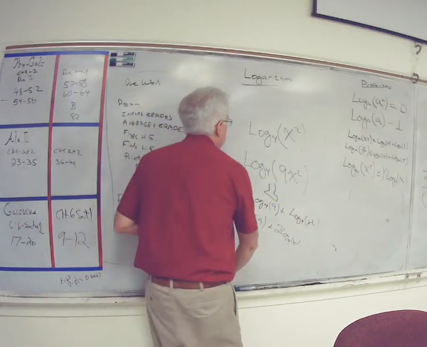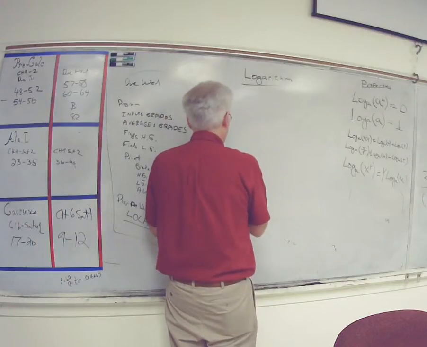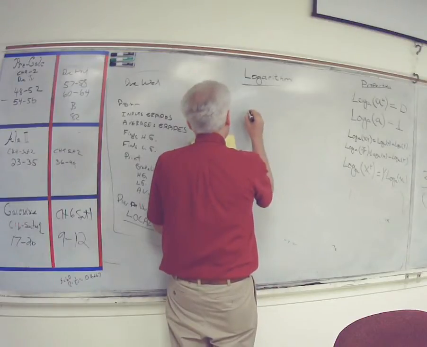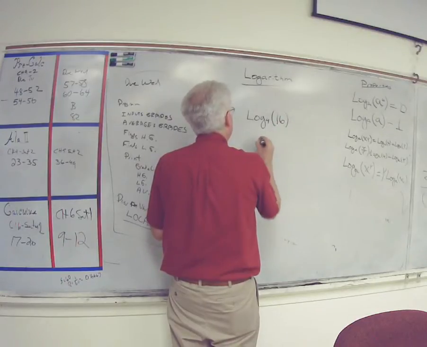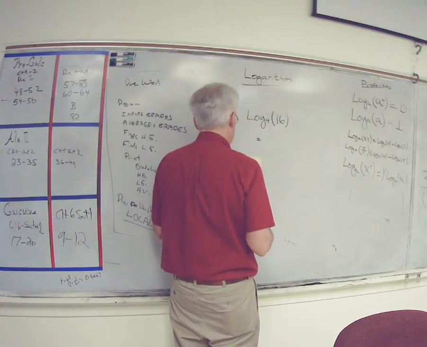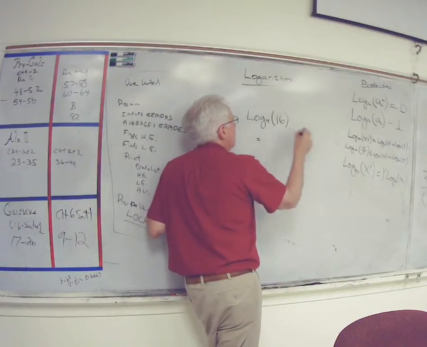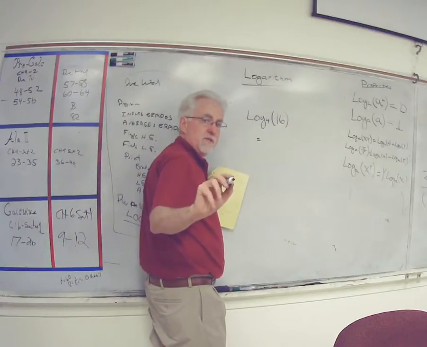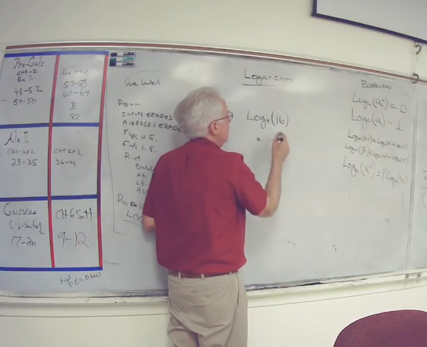All right, let's try to work this. Log 4 of 16. How can you rewrite that? 16 equals 4 to the... Yeah, but I want you to do it this new way. You're going back and changing it to exponential form, which is not wrong. But I want you to apply one of these rules. What could you change 16 to? 4 squared. Yes.